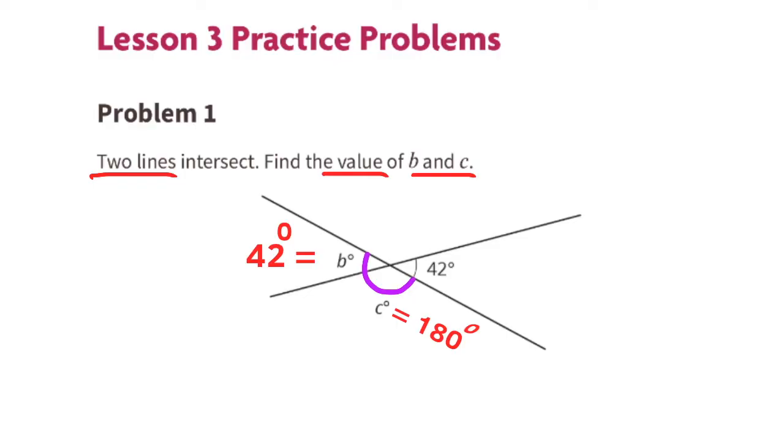Angle B plus angle C equals 180 degrees. So if we subtract 42 degrees from 180 degrees, we'll have the missing angle. Angle C is 138 degrees.